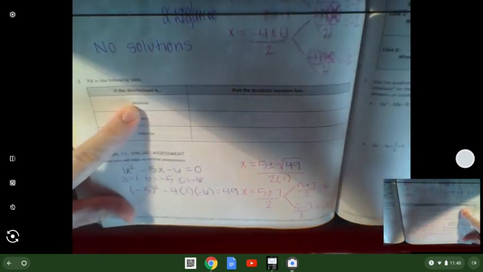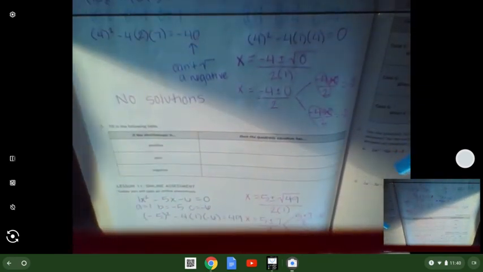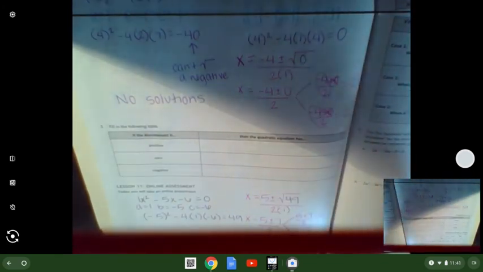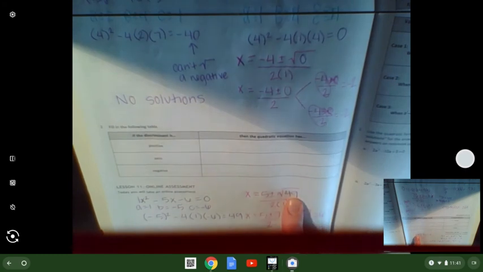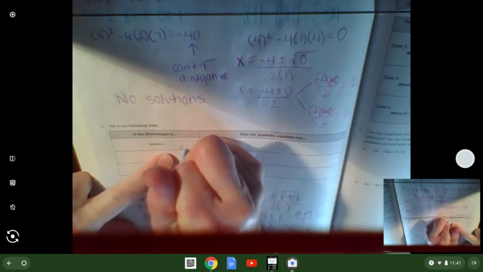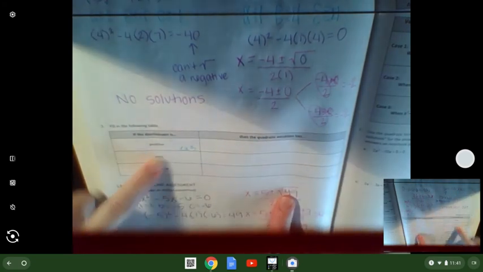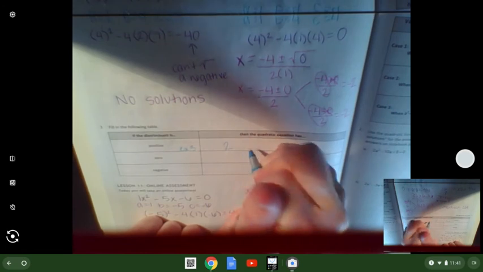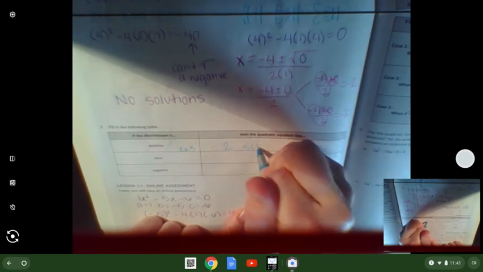Well, let's take a look. In our first example, we got a negative discriminant. Second example, we got 0. 0 is not considered positive or negative. Third, we got 49. So I'm going to make a little bit of note. This is example 3. When we got a positive discriminant, our quadratic equation has 2 solutions.